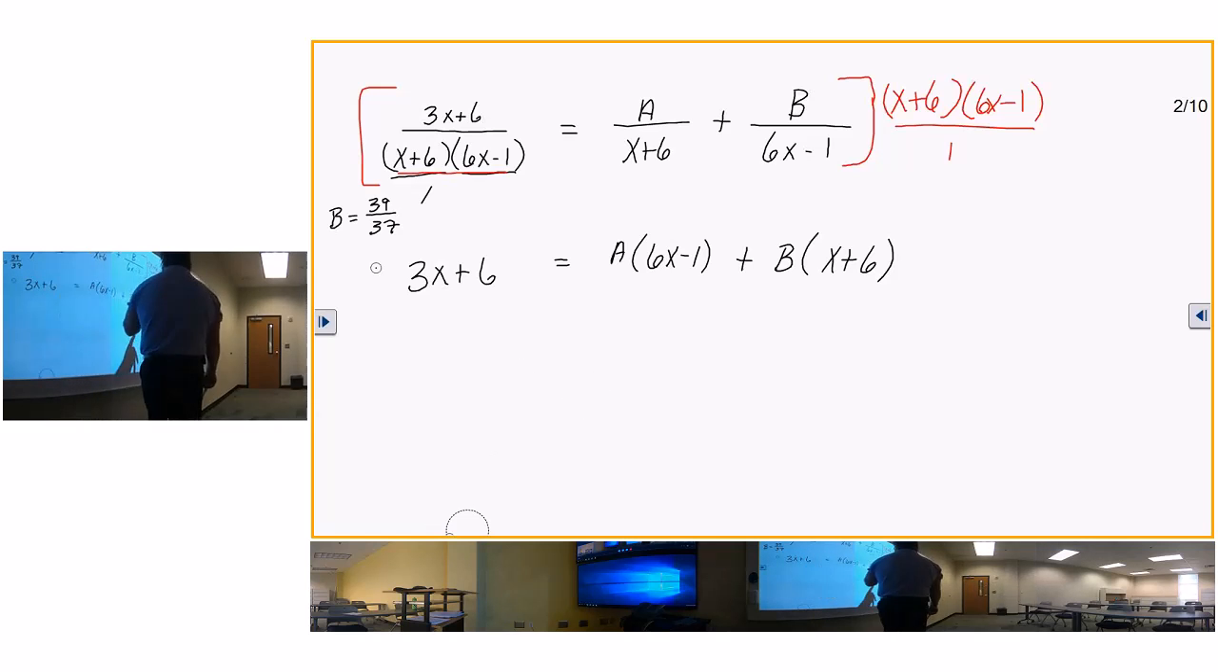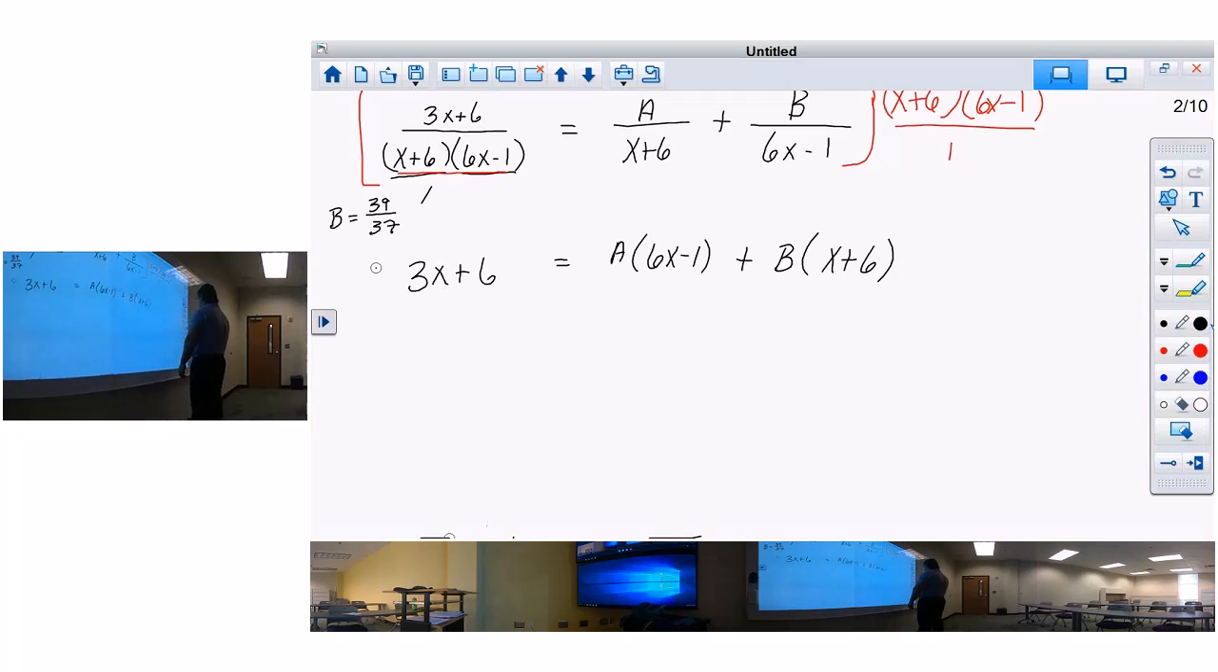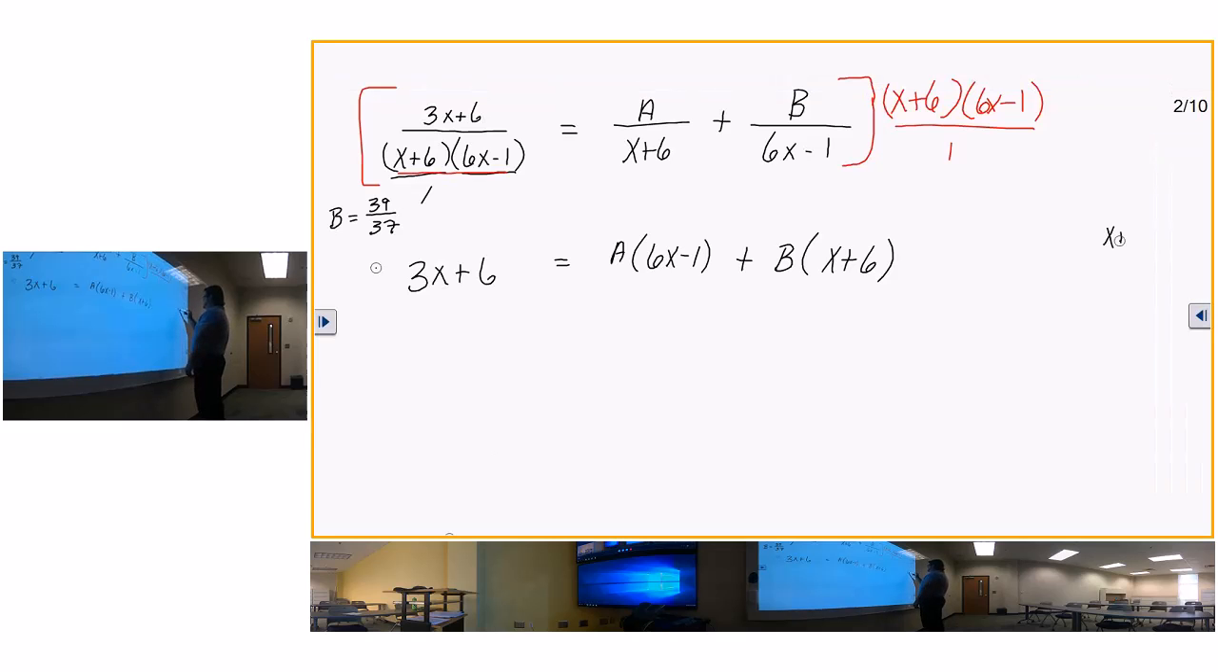And I'm going to say x plus 6. I'm going to do it over here out of the way. X plus 6 is equal to 0. X is equal to negative 6. So if I plug in negative 6, this one will go away. So that'll leave this one.